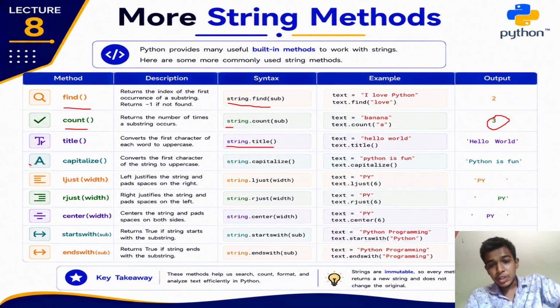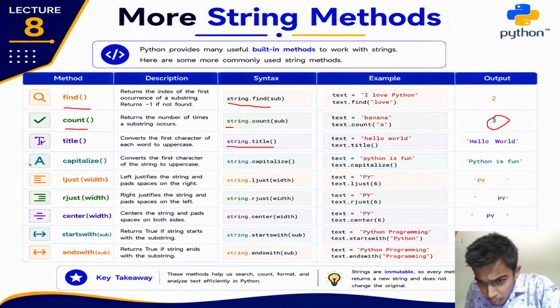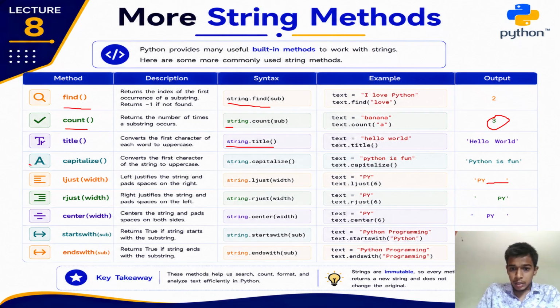Now the next is ljust, which means left justified. It places the text on the left side and adds spaces on the right until the required width is reached. Here you can see that text dot ljust of 6. Now you can see that after Py there is a space up to width 6. Similarly, rjust will add spaces on the left and place the text on the right side, and center will add spaces on both sides and print the word in the middle. It adds equal spaces on both sides.